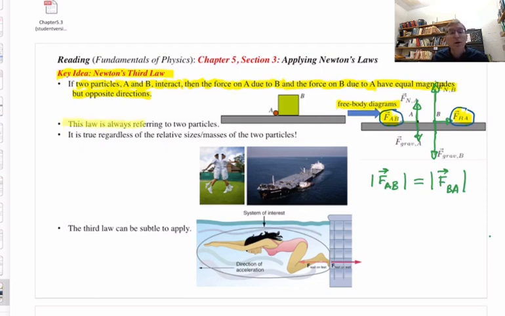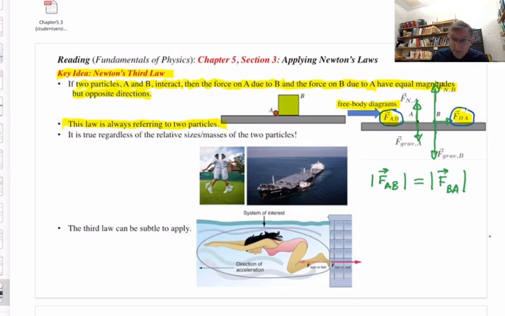to 2 particles. Please note the pattern when you're invoking the third law of motion. Two particles, if I call them A and B, then we're saying force on A due to B and force on B due to A. Force on A due to B and force on B due to A. We're always talking about two particles.